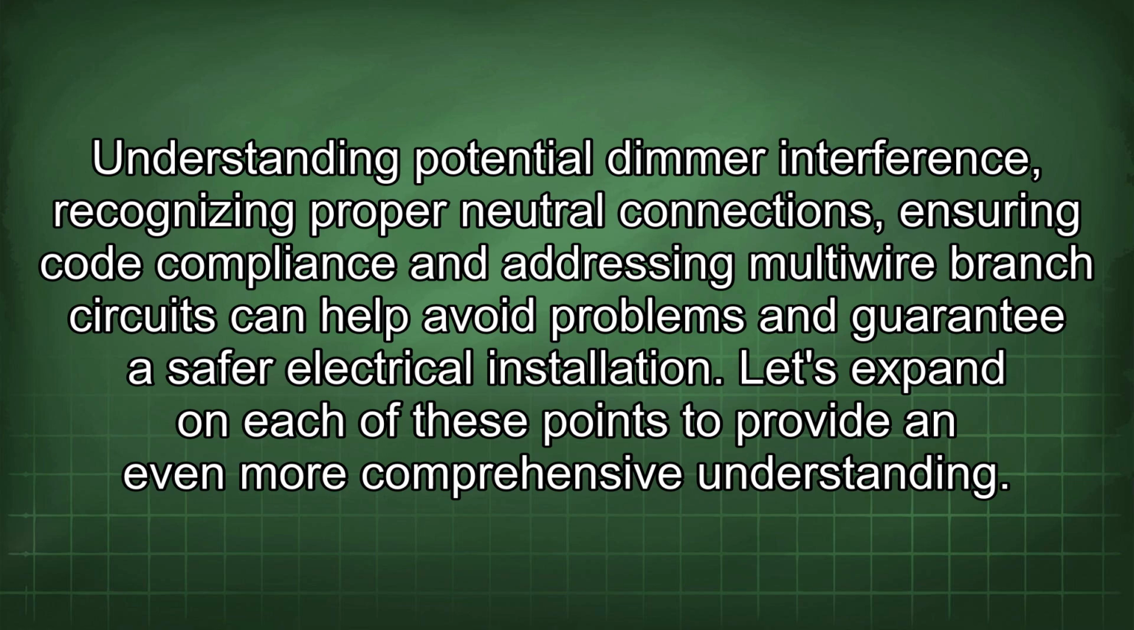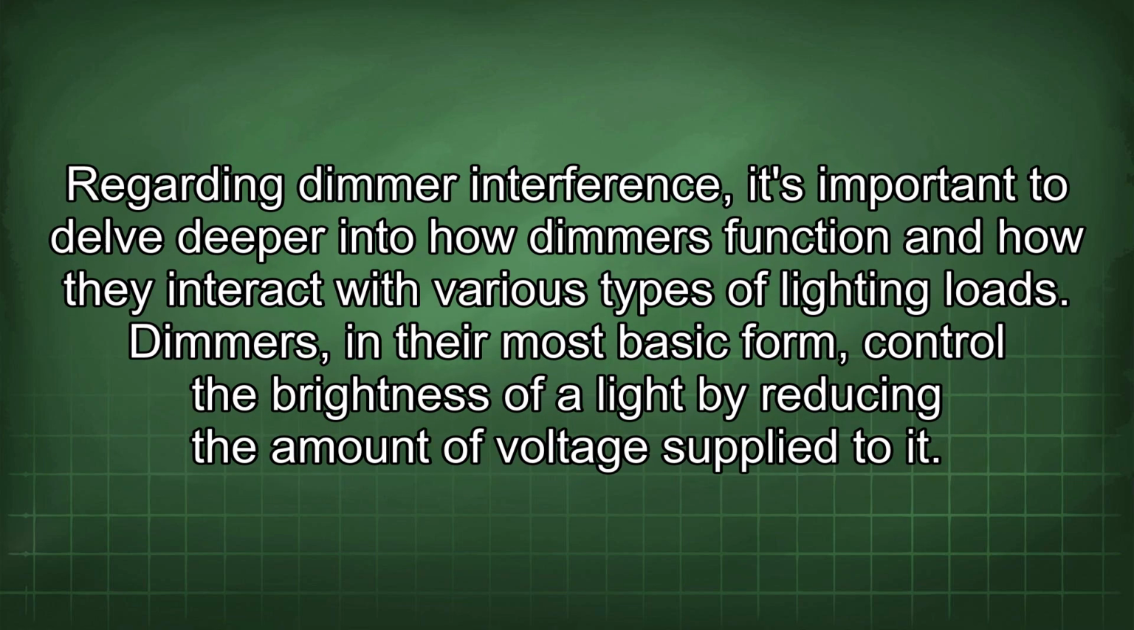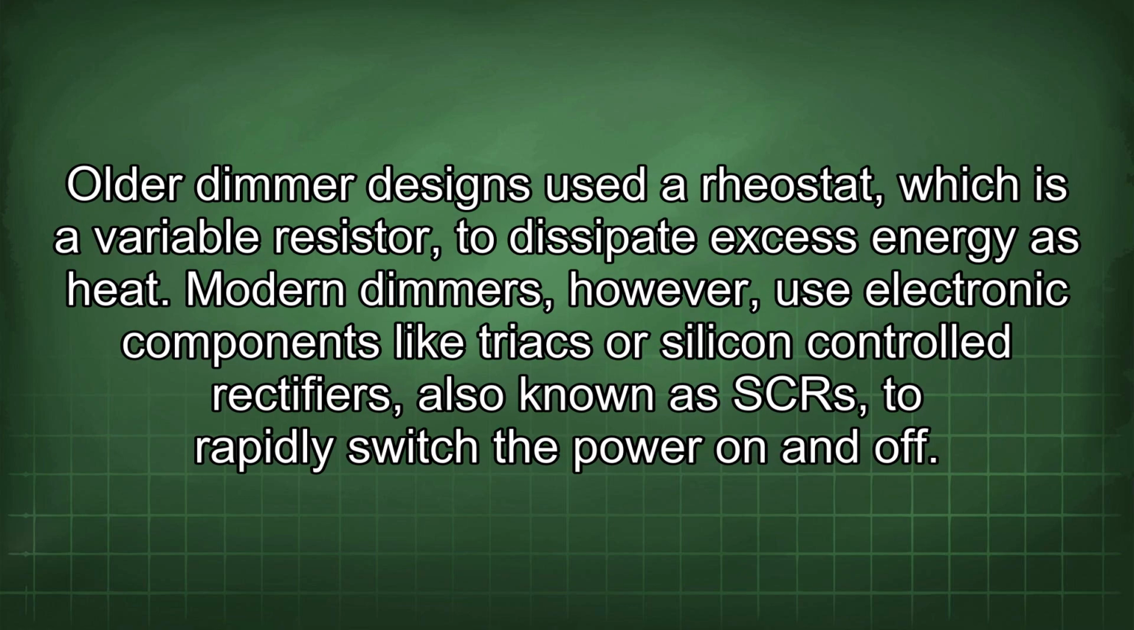Let's expand on each of these points to provide an even more comprehensive understanding. Regarding dimmer interference, it's important to delve deeper into how dimmers function and how they interact with various types of lighting loads. Dimmers, in their most basic form, control the brightness of a light by reducing the amount of voltage supplied to it. Older dimmer designs used a rheostat, which is a variable resistor, to dissipate excess energy as heat.